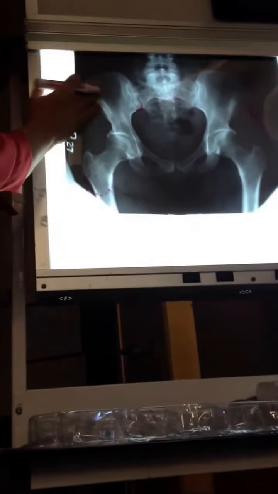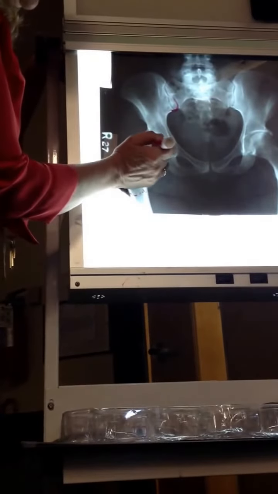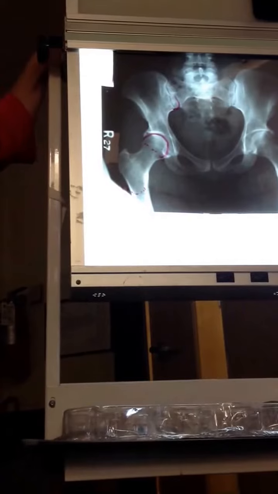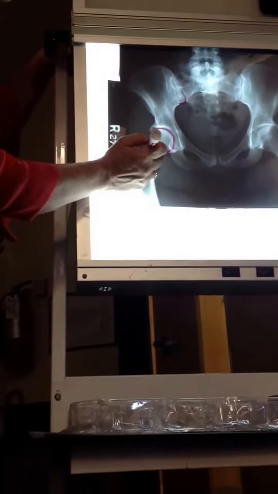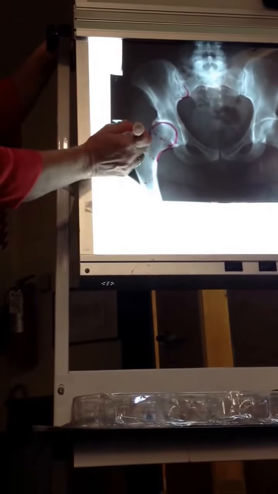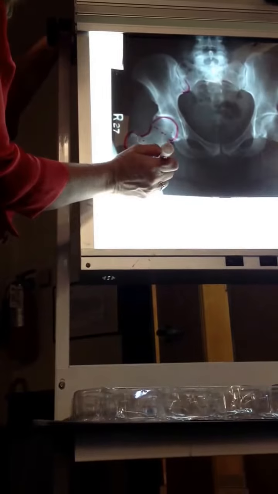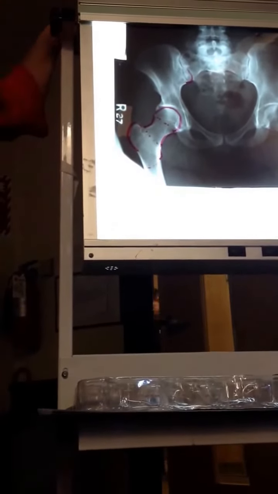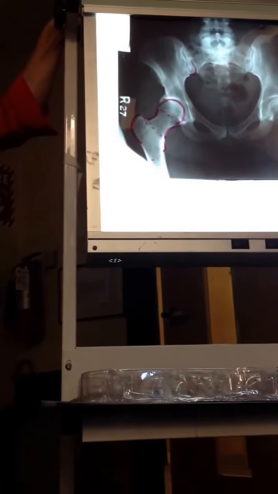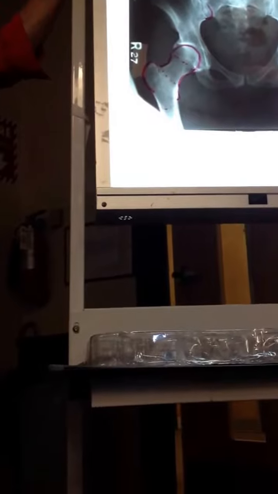Okay, this would be the what? Head of the femur. This is going to be the neck of the femur. This would be the greater trochanter, and we don't see the lesser trochanter here, nor should we. We shouldn't see it because we have the feet, what? Turned in. Inverted. We have the feet inverted, okay?